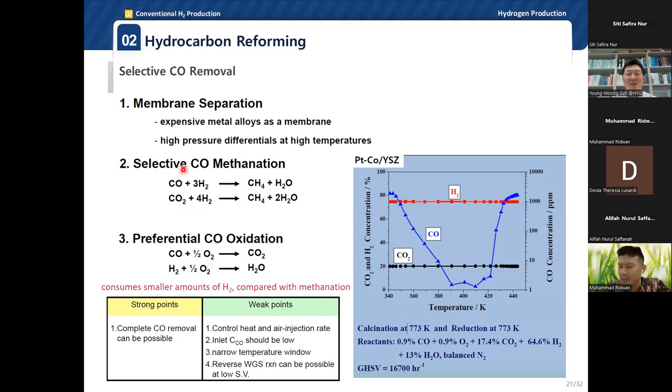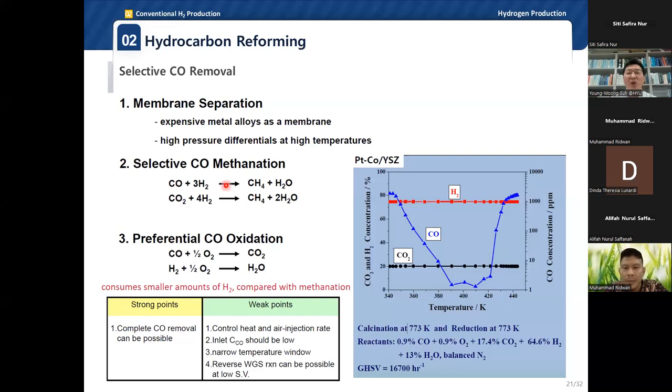Okay, so the CO is a very harmful substance for hydrogen applications. So CO will be changed to methane using CO methanation, which usually employs very high temperature, about 700 to 800 degrees C. So right now we know the details of the CO methanation, but we are not using the CO methanation for the CO reaction.